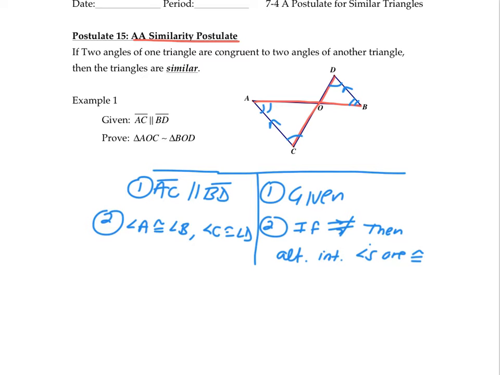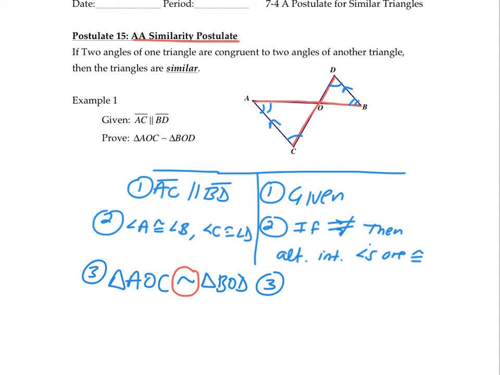So in our third step, we can go ahead and say triangle AOC similar to triangle BOD. Be careful, because we spent so much time working on proving triangles congruent, your brain is going to want to write a congruent symbol here, so watch out for that. These two triangles are not exactly the same size and same shape, so they're not congruent, they're only similar, meaning, again, corresponding angles congruent, corresponding sides proportional.